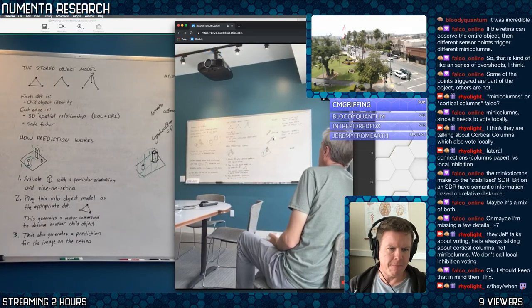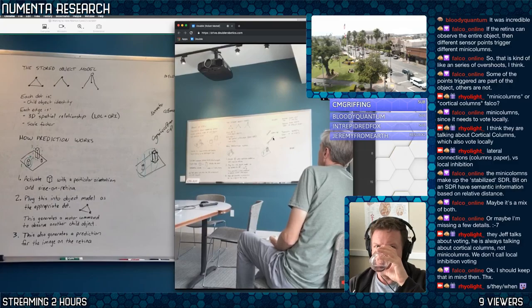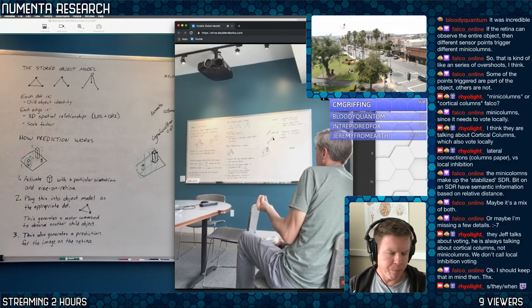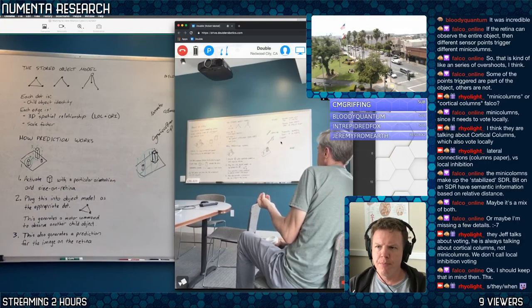How does one column predict what it's going to see? How do they reinforce each other? It's almost like saying that a column has to know, there has to be an agreed upon scale.